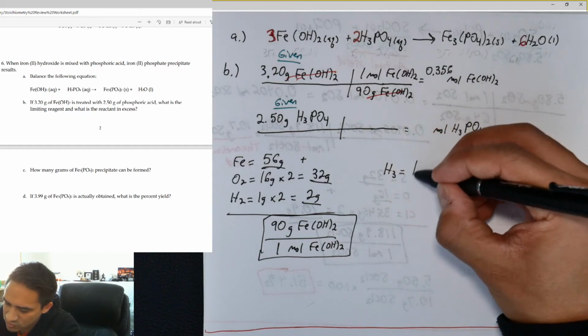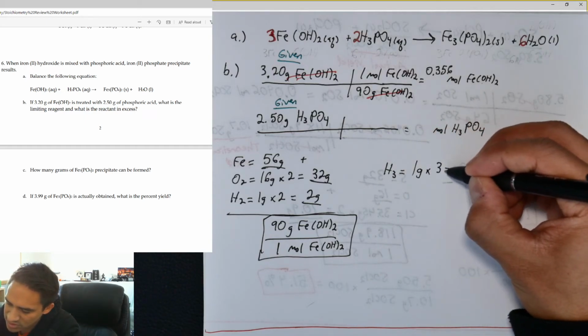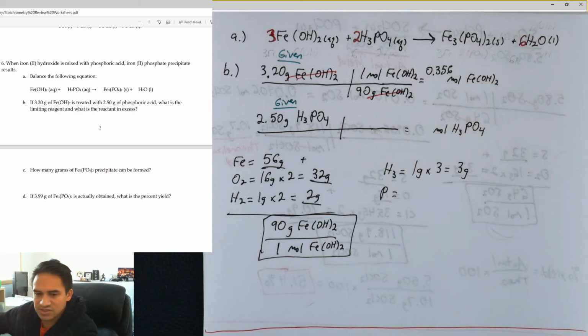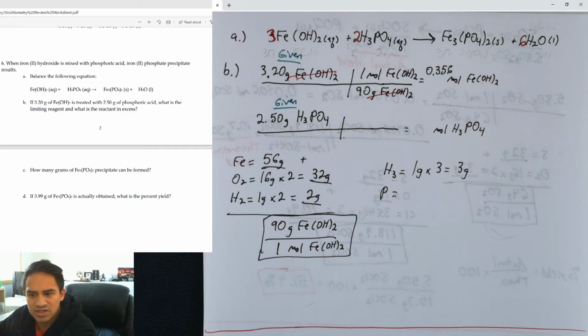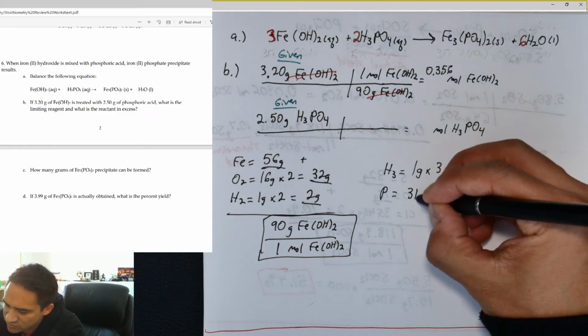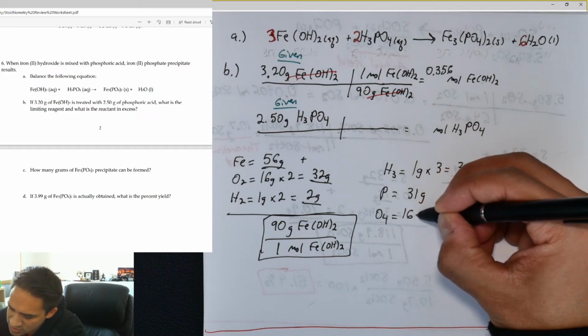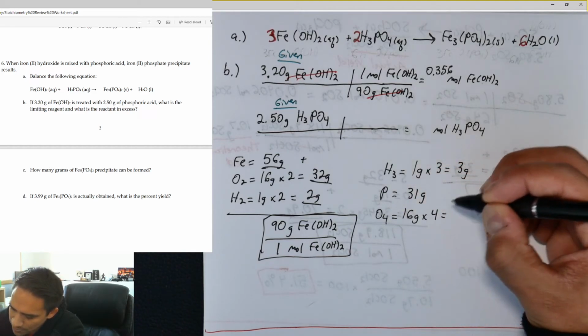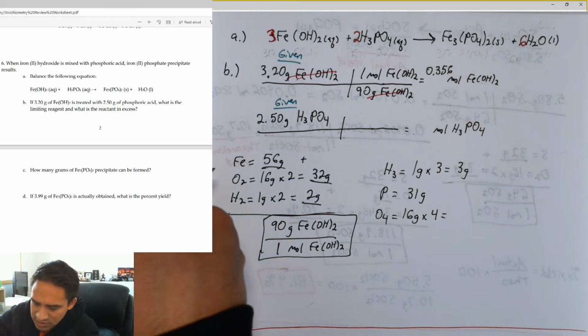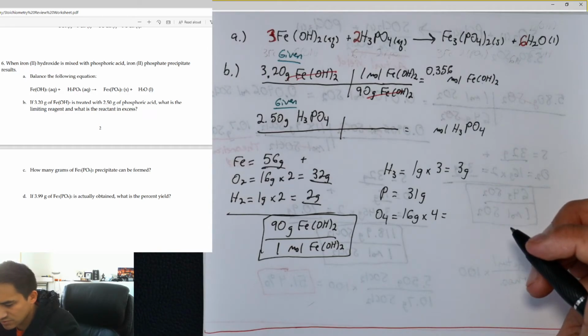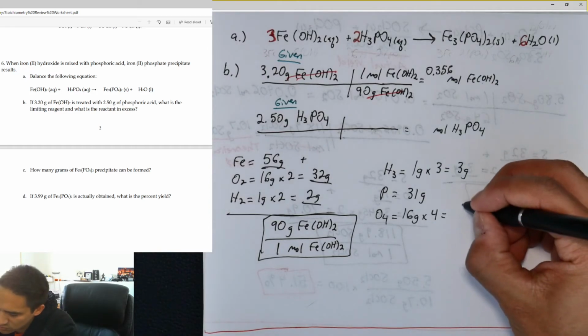H3. So H, that's 1 gram. Times that by 3. So that is 3 grams for the H's. Phosphorus, I've got to look this one up. I don't remember this one off the top of my head. We have 30.9, so we're just going to say 31 for the phosphorus. So 31 grams for phosphorus. And then oxygen, we have O4. So that's 16 grams times 4. 16 times 4 is, let's make sure I do that right, 16 times 4 is 64 grams.